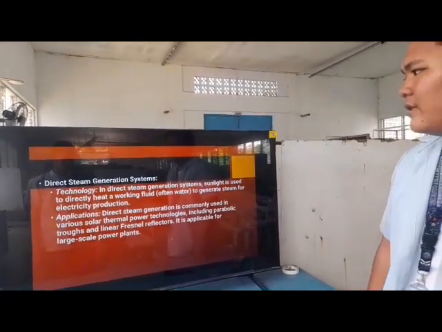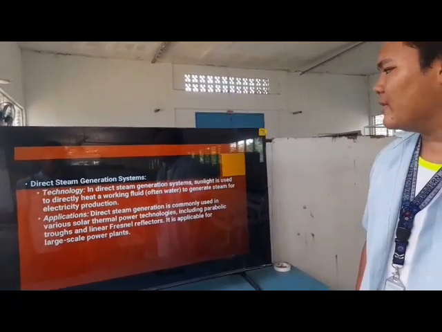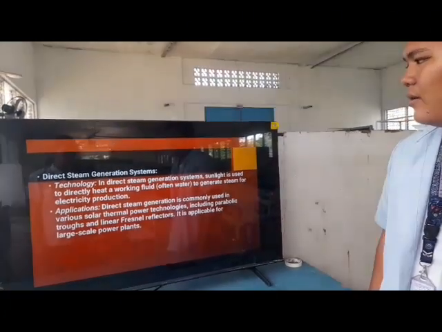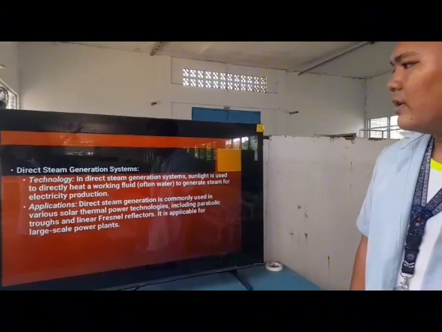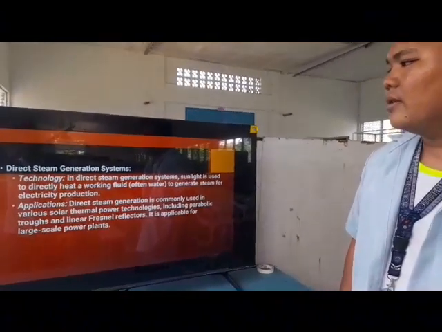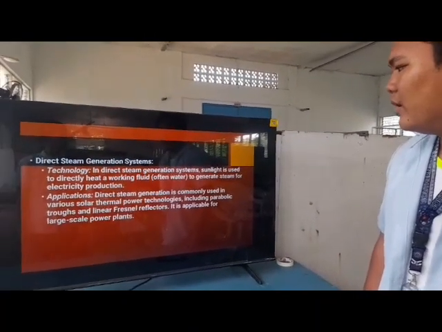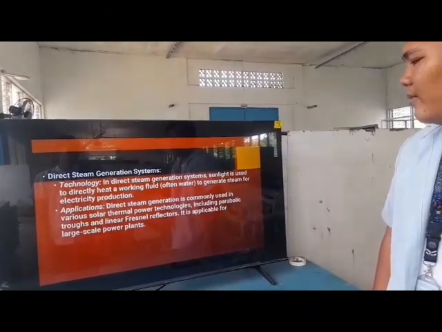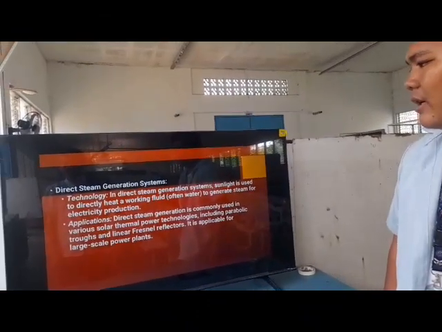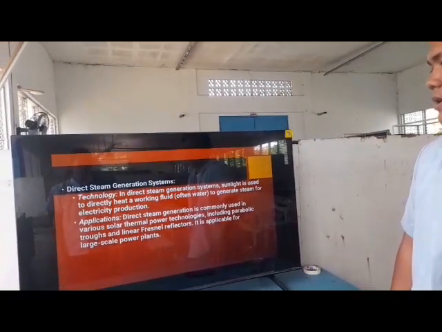Direct steam generation systems. Technology: in direct steam generation systems, sunlight is used to directly heat a working fluid, often water, to generate steam for electricity production. Applications: direct steam generation is commonly used in various solar thermal power technologies, including parabolic troughs and linear Fresnel reflectors. It is applicable for large-scale power plants.